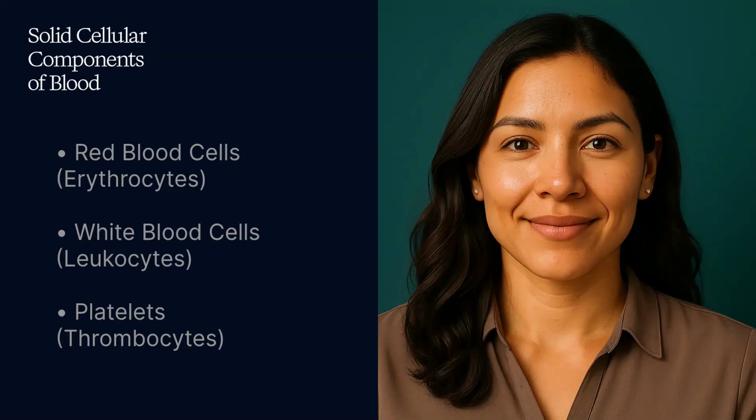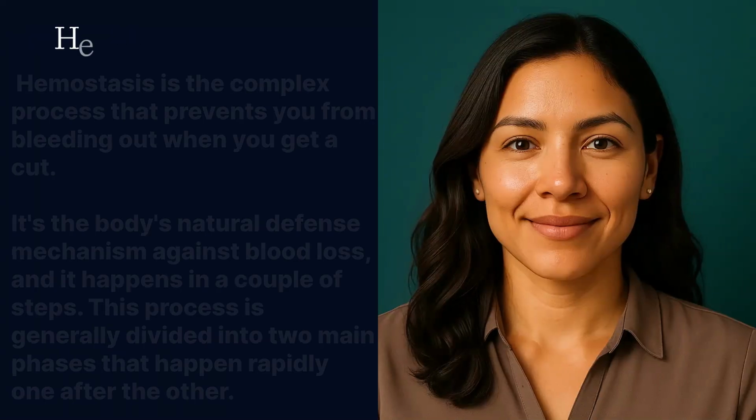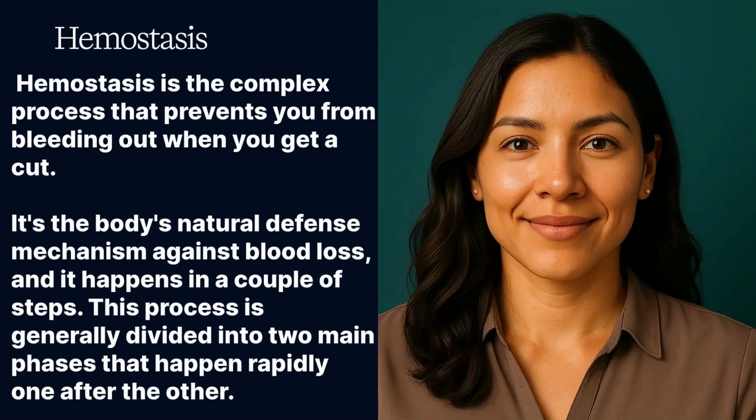Platelets, or thrombocytes, are not technically full cells, but fragments. They are the first responders in the clotting process, the tiny, sticky pieces that rush to the site of an injury. Now that we've talked about platelets and their role in clotting, let's move into hemostasis, the process that actually stops bleeding. Hemostasis is the complex process that prevents you from bleeding out when you get a cut. It's the body's natural defense mechanism against blood loss, and it happens in a couple of steps.